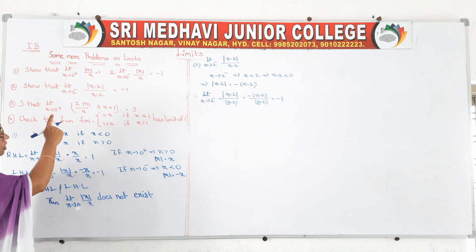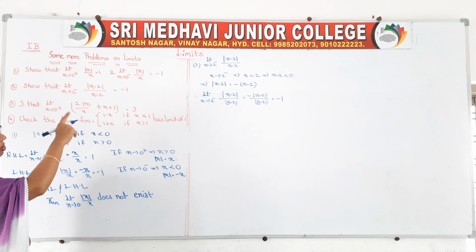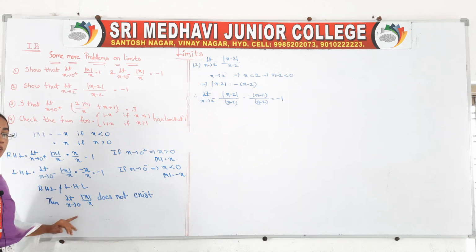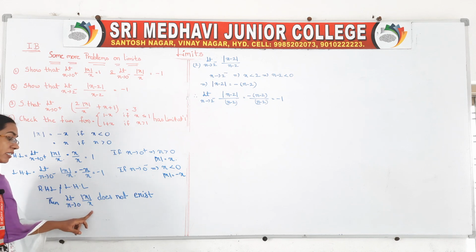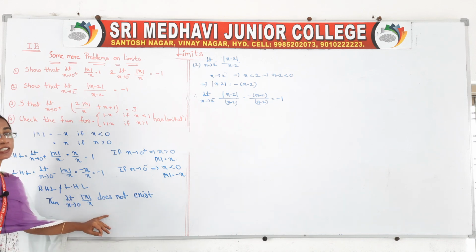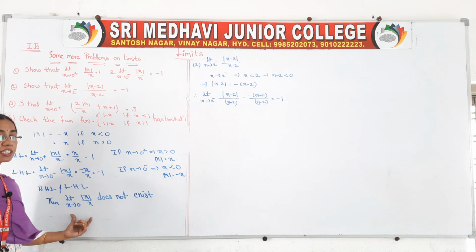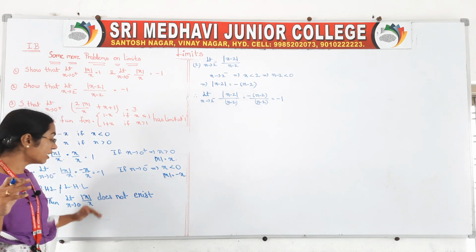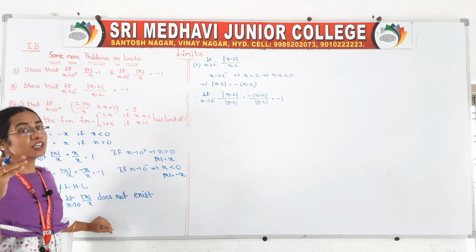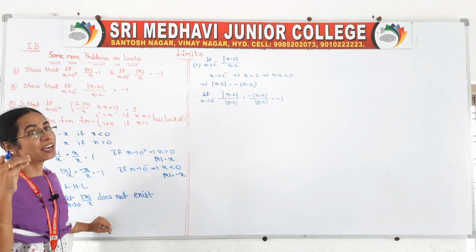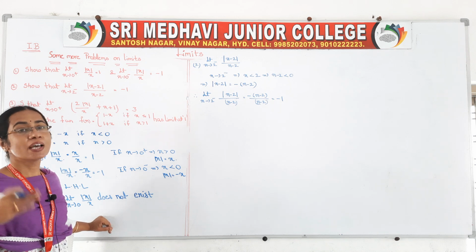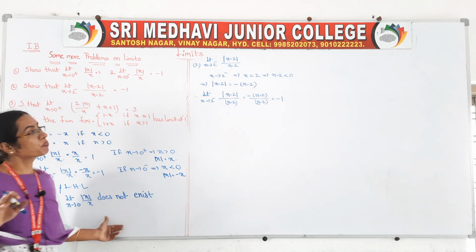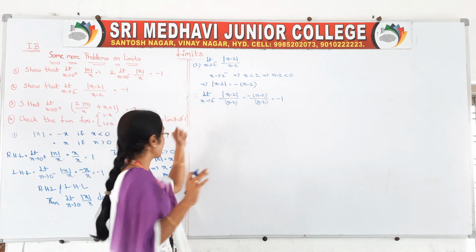Show that the limit x tends to 0 plus mod x by x is equal to 1, and the left hand limit is equal to minus 1. Another form, they can ask limit x tends to 0 of mod x by x does not exist. Show that this limit does not exist. So, if left hand limit is not equal to right hand limit, then that limit does not exist. And this is your second question.